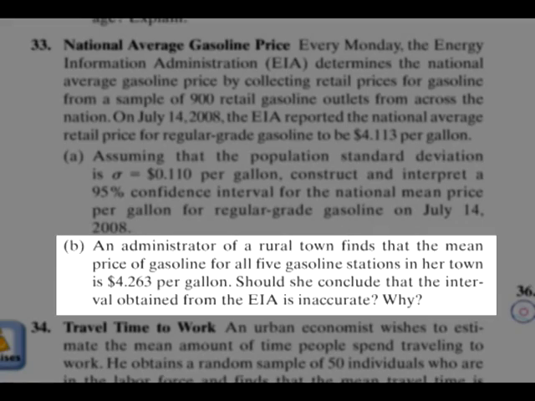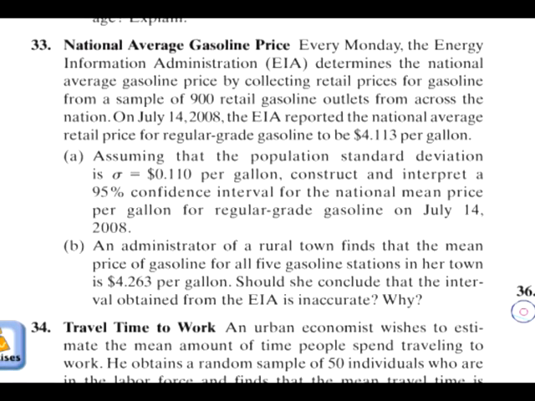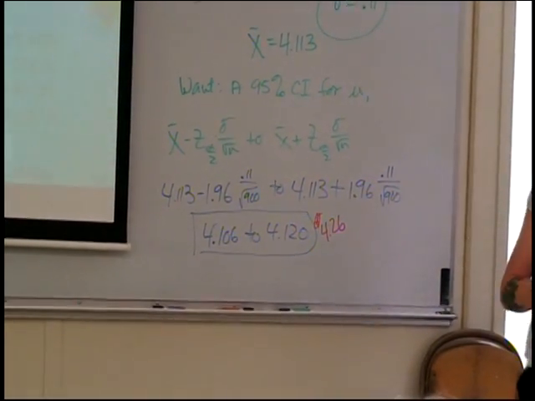An administrator of a rural town finds that the mean price of gasoline for all 5 gasoline stations in her town is $4.26 per gallon. Should she conclude that the interval is inaccurate? So let's say in her town, the mean price for gas is $4.26. What do you think about that?